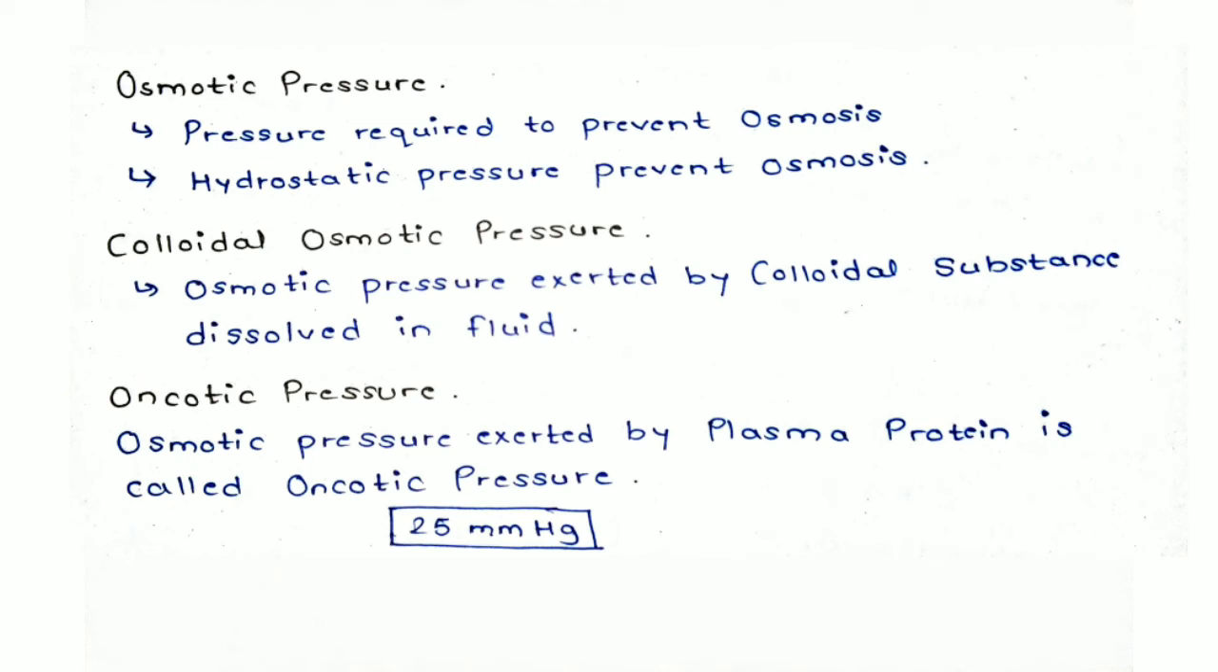Osmotic pressure exerted by the colloidal substances dissolved in the fluid is called colloidal osmotic pressure. Fourth, oncotic pressure. Osmotic pressure exerted by the plasma protein is called oncotic pressure. The normal value of this is 25 mmHg.